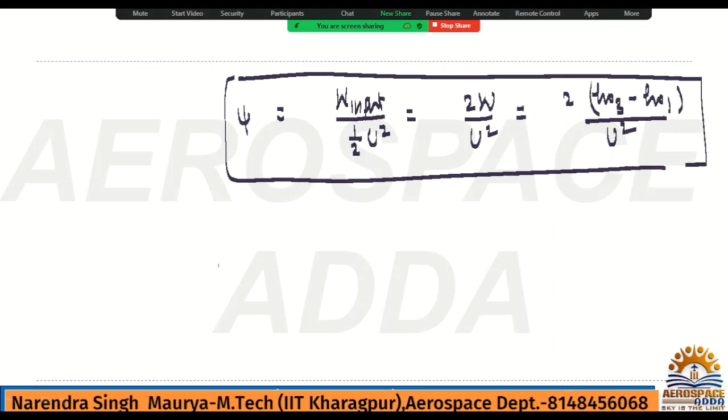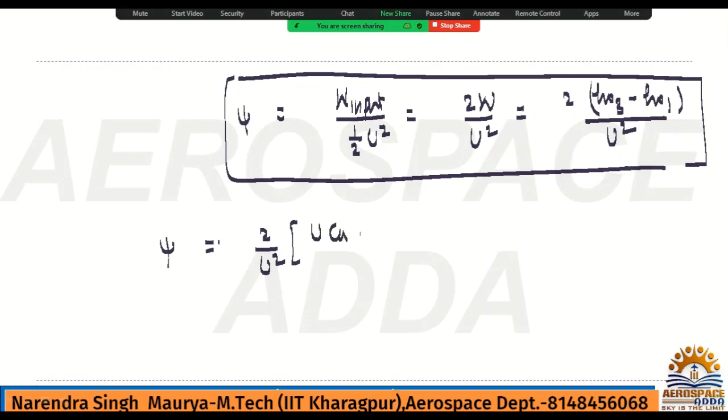It is called the temperature loss coefficient. Now if you remember, this formula you can also write in this format, 2 by U square. What is the W? If you remember, the work input to the compressor I had derived in terms of CA, or it is also given in terms of CP delta T. So work was given in terms of both.